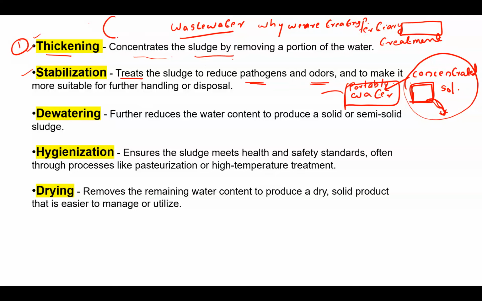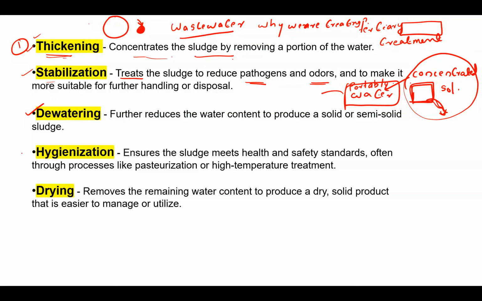After dewatering, in the sludge processing you make its volume small, so that you only handle this much sludge. That's what it is doing for sludge handling. Here, thickening, then stabilization, which means treating the sludge to reduce pathogens and odors to make it more suitable for further handling or disposal. And then dewatering, which reduces the water content to produce a solid or semi-solid sludge.